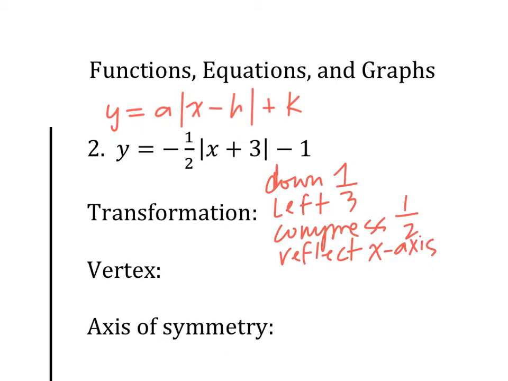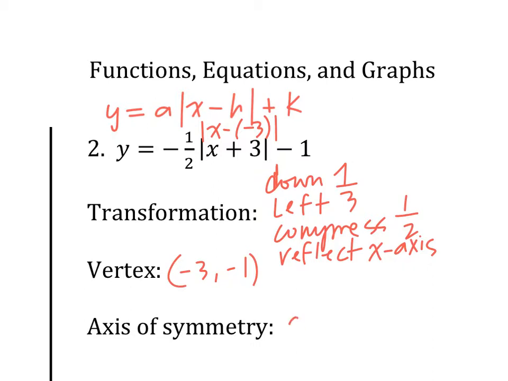Vertex. Where do you guys think the vertex is? H, K. 3, negative 1? No, negative 3, negative 1. So this is the tricky one. If you try to match it up, x minus h, well, this is not a minus. So in order to change it to a minus, we would actually have to do x minus negative 3 to get to that positive. Therefore, h is negative 3. If that is very hard for you to remember, just think it's always the opposite sign.